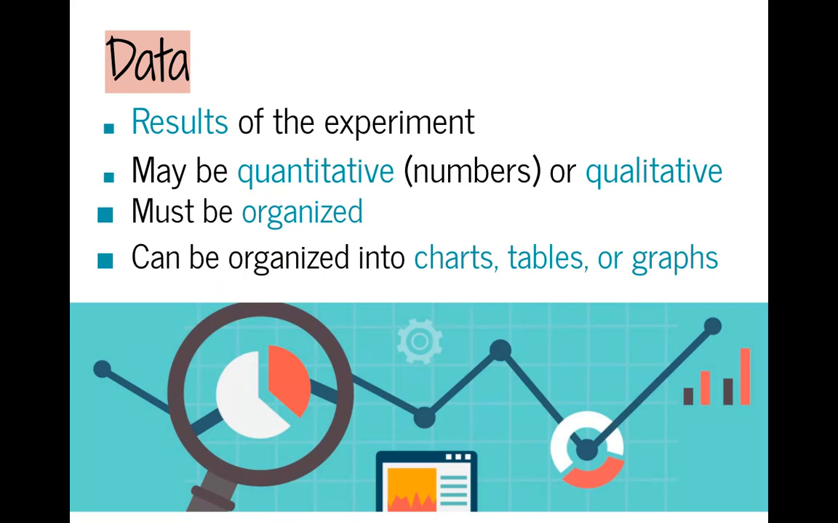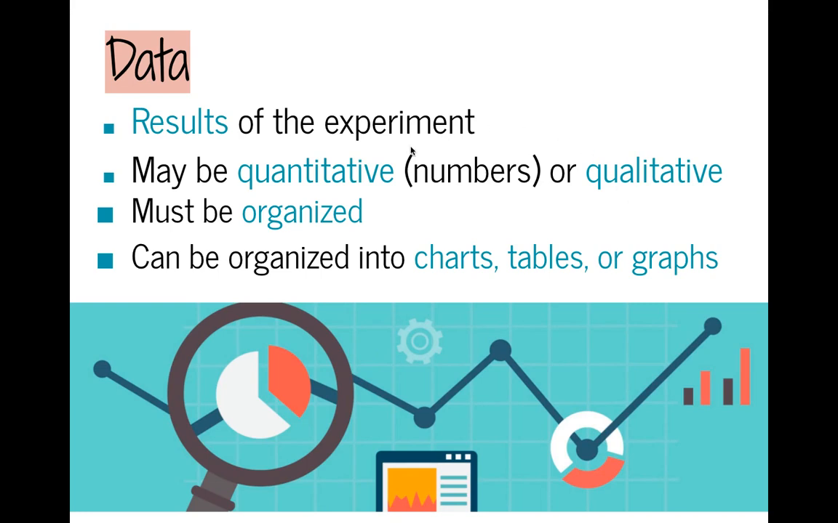All right, next we're going to look at data. That's the results of the experiment. So whenever we're doing an experiment, like we said, we have to collect data. Now there's two types of data we can collect. It can either be quantitative or qualitative. They must be organized, and it can be organized into charts, tables, or graphs.